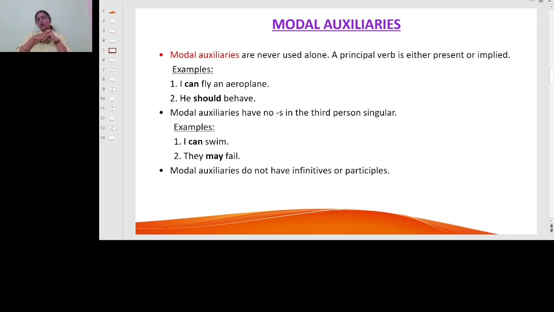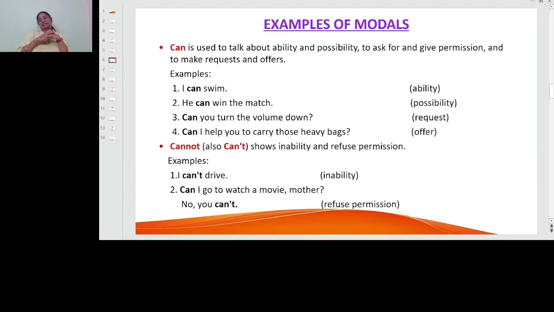Okay. They do not have infinitives or participles. What is an infinitive? To plus verb: to go, to do, to buy, to like. This is the infinitive. They will not have it for modal auxiliaries. And what is a participle? What is the present participle? What is the past participle? Given, taken. You won't have any sort of participles for these modal auxiliary verbs either.